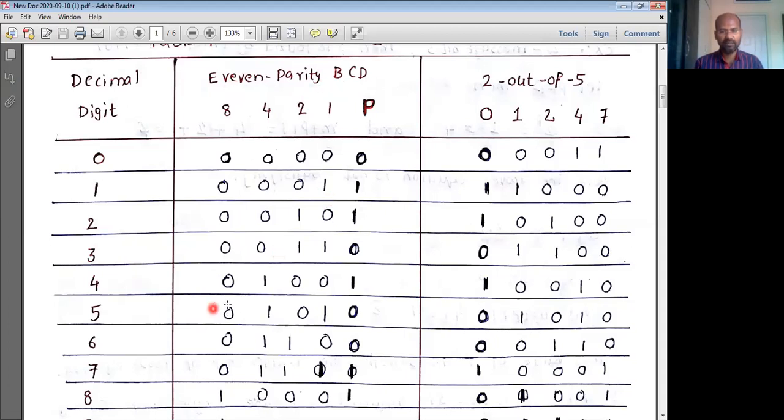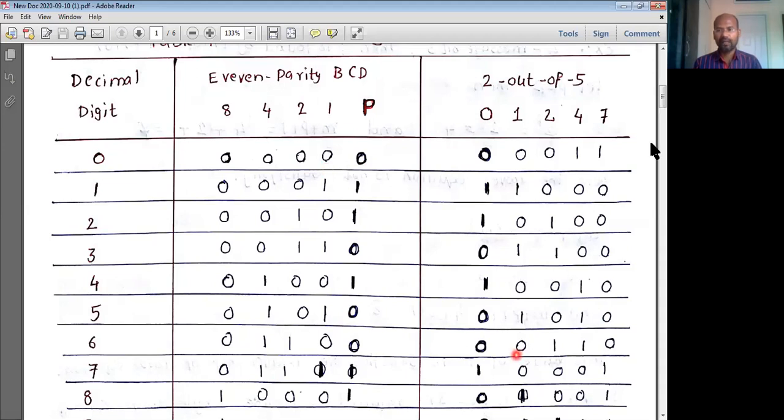Now for another example, these are the actual bits for 5, 0 1 0 1, and this is the parity bit. Why have we given 0 here? The number of ones present in the actual bits is 2, which is even. So to keep it even parity, we have to add 0. If you write 1 here, then you will get odd parity. So this is even parity. To the actual bits, we add one additional bit called the parity bit. Including that bit, the number of ones present in that code is even.